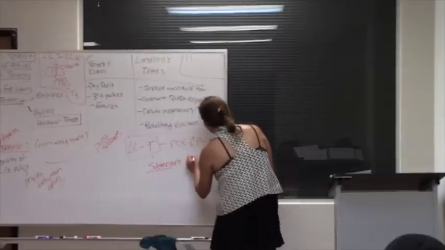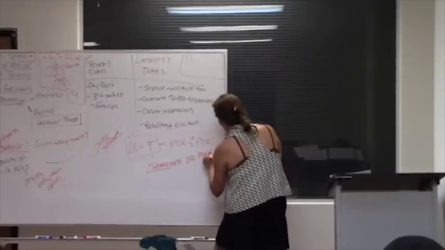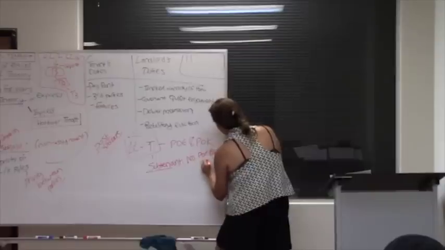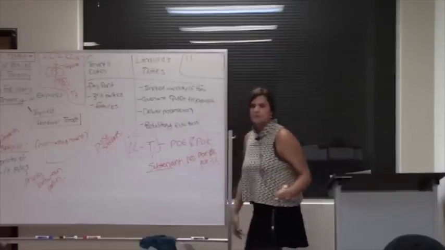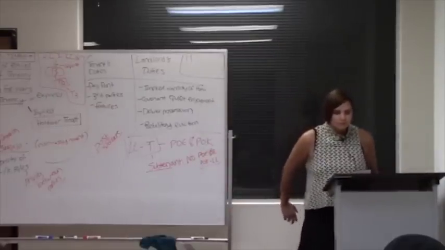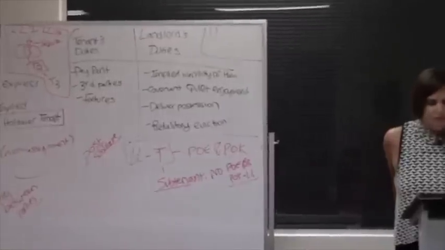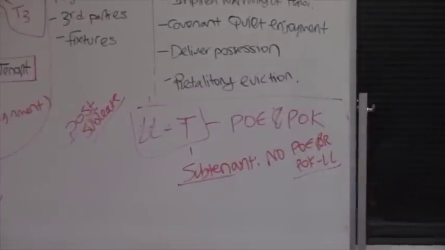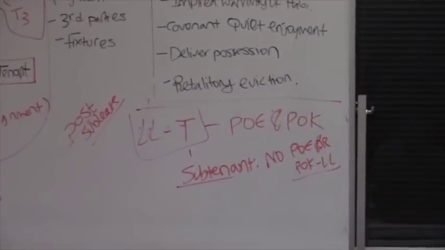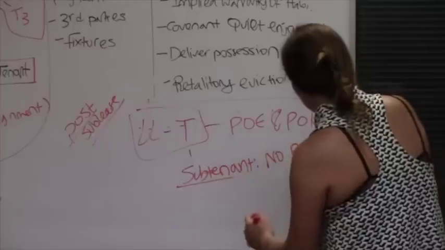Has no privity of estate or privity of contract with the landlord. Okay? However, the subtenant has both privity of estate and privity of contract with whom? Yeah, right. Basically, from me. I'm the landlord now. Okay?